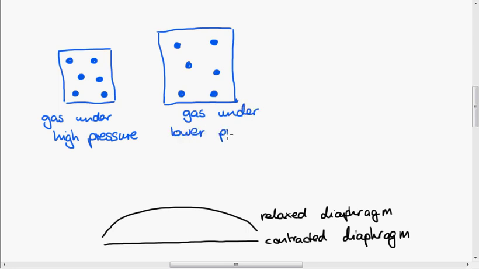So this is an important concept for the breathing mechanism. A gas under high pressure. High pressure means the gas particles are squashed together, whereas here they've got more space, they're after moving out, the gas is under low pressure. And the next thing is a gas will always fill its container.